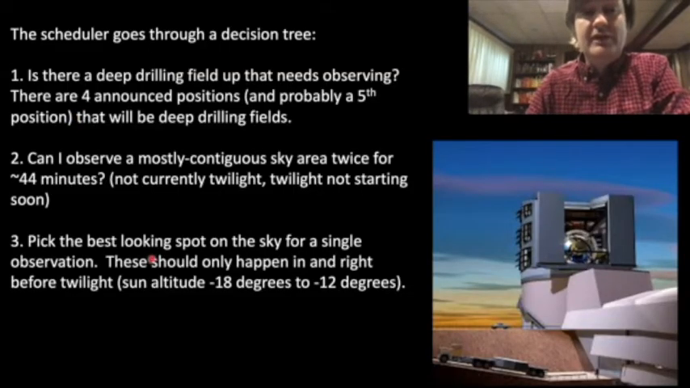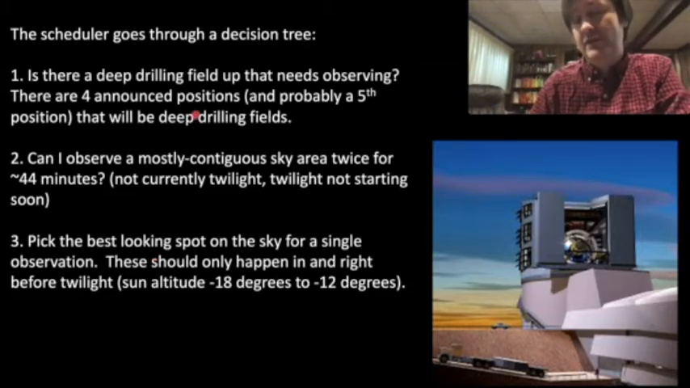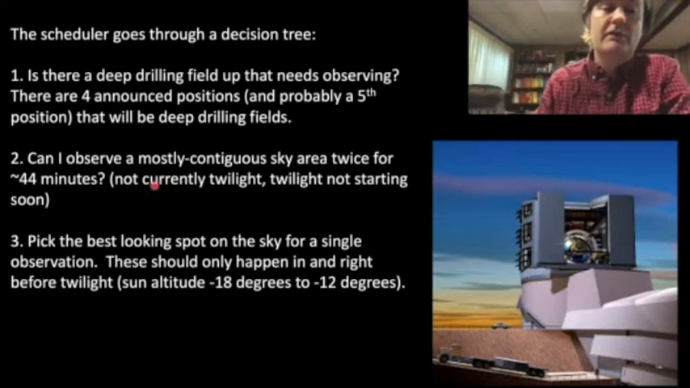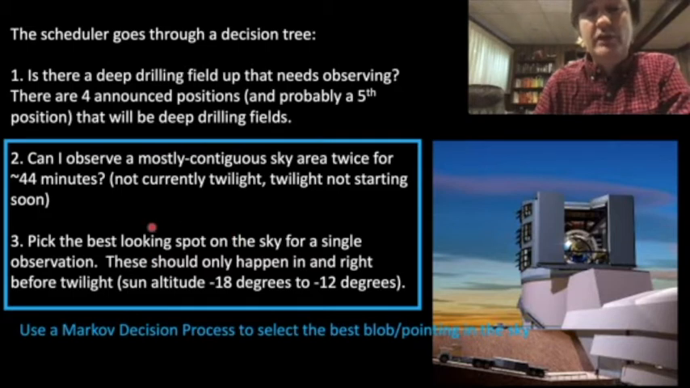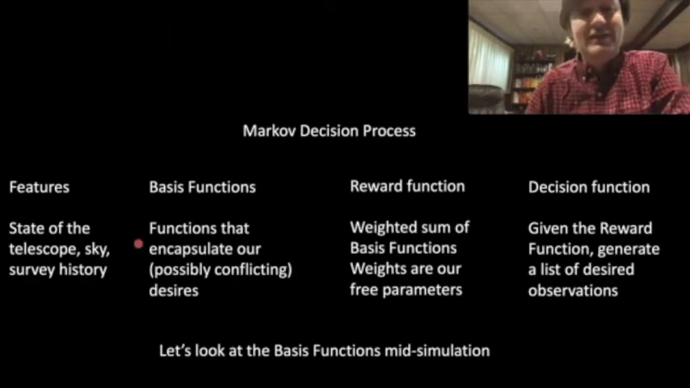The scheduler we've designed is basically a decision tree, where the first part of the tree is checking for those deep drilling fields. If there's one that's up and needs observing, it does that. But that's only about 10% of our time. Most of the time is spent in this part of the tree right here, where we look and see if we can observe a continuous area of sky for about 44 minutes, and it's not currently twilight. And if it is close to twilight or in twilight, we go down to the 3rd branch and say, just pick the best spot in the sky. For these 2, we use a Markov Decision Process to select the best blob or best pointing in the sky.